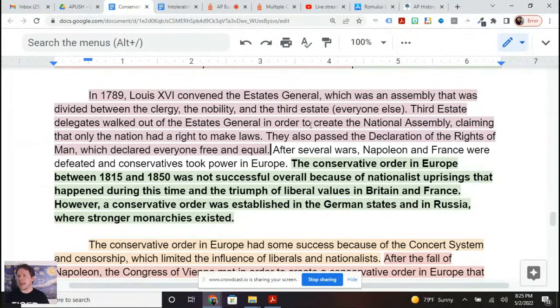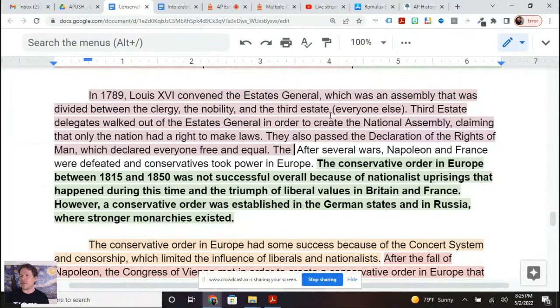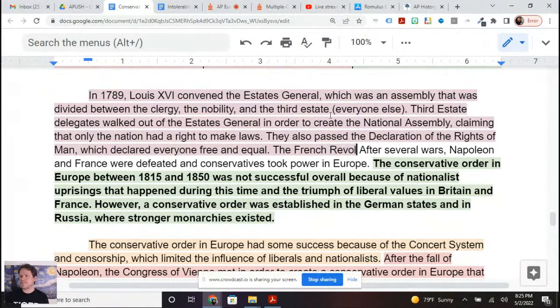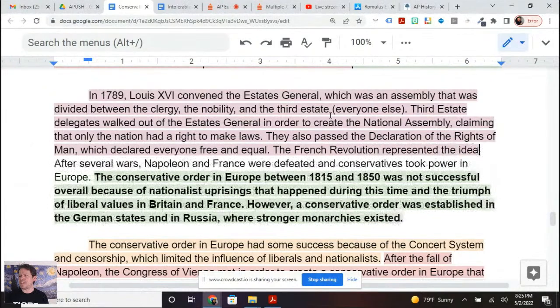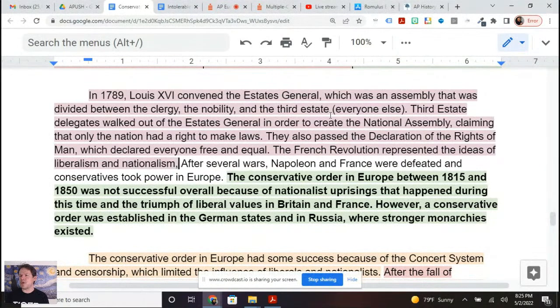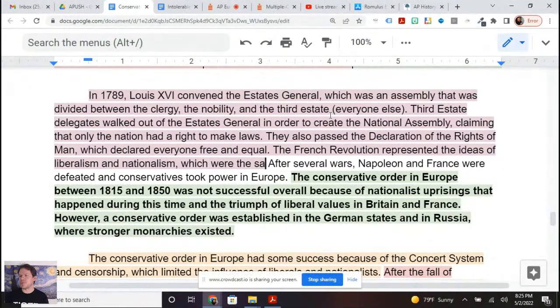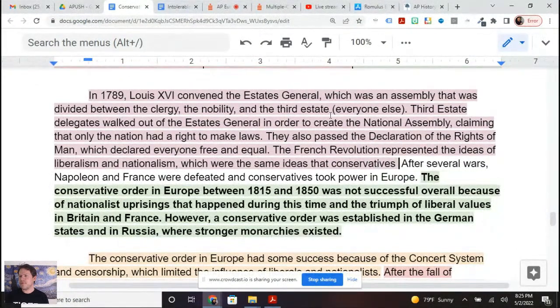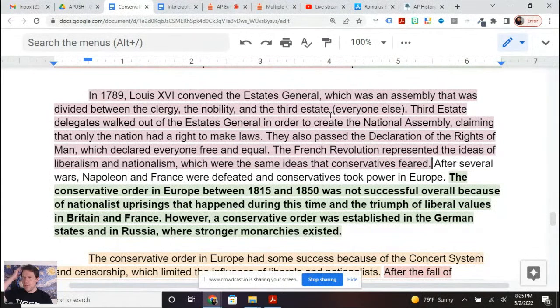Now, I might even expand it one more sentence, to give it a little bit more oomph there: the French Revolution represented the ideas of liberalism and nationalism, which were the same ideas that conservatives feared, or something like that. And so we're going to note here that after several wars, Napoleon and France were defeated, conservatives took power in Europe. So contextualization, again, the proximity relevance axis, and the biggest test for good contextualization.